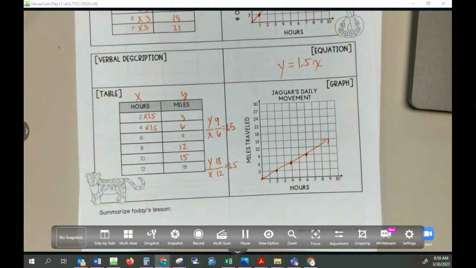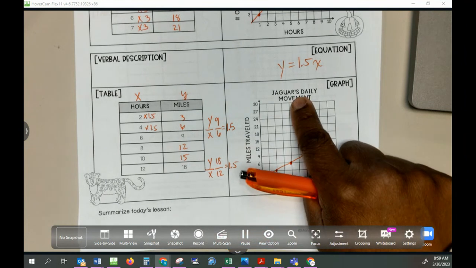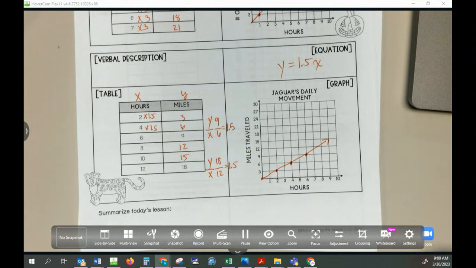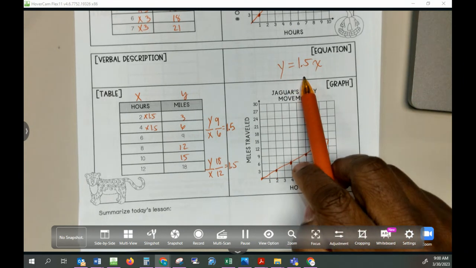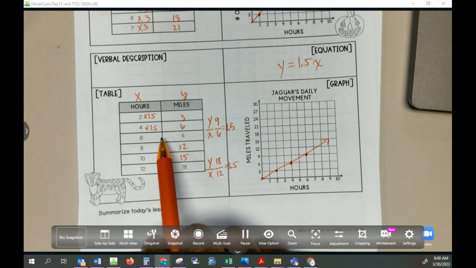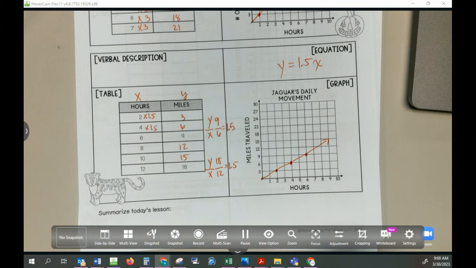Can someone give us a verbal description? We have to use hours, miles traveled, and we're talking about a Jaguar. So what can we say about the Jaguar? Amari, can you help us out with that? What can we say about the Jaguar? If we already know that our constant rate is 1.5, we know how he traveled based on our table, what can we say as a verbal description relating to the Jaguar?